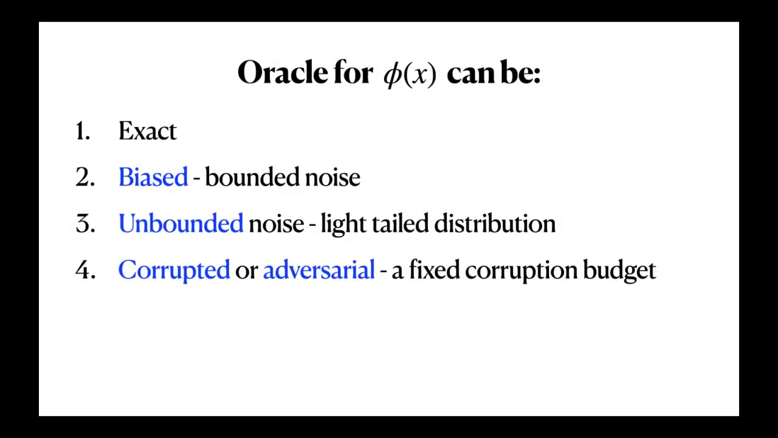And we want the oracles to have relatively weak assumptions, so we are able to deal with these four conditions. First, the oracle can of course accommodate exact function values, and also biased function values, where we have bounded noise in the function value estimates. It can also handle unbounded noise, as long as the errors in the function value estimates follow a light tail distribution. It could also be corrupted, if you have a fixed corruption budget over the entire horizon.